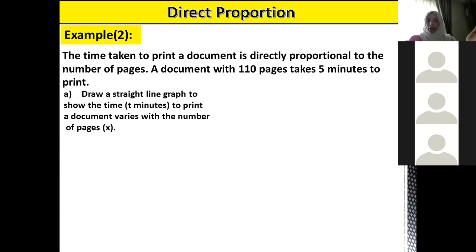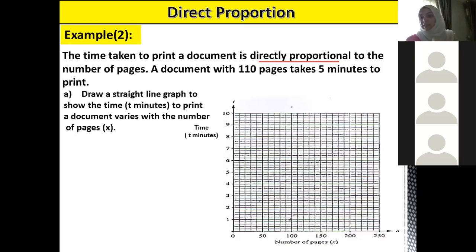Okay, so this is another example. The time taken to print a document is directly proportional to the number of pages. More pages, more time. No pages printed means no time. A document with 110 pages takes 5 minutes to print. Draw a straight line to show how the time to print a document varies with the number of pages. All we need to do here is draw the x-axis and y-axis. Directly proportional means one of the points is the origin, the 0 point.